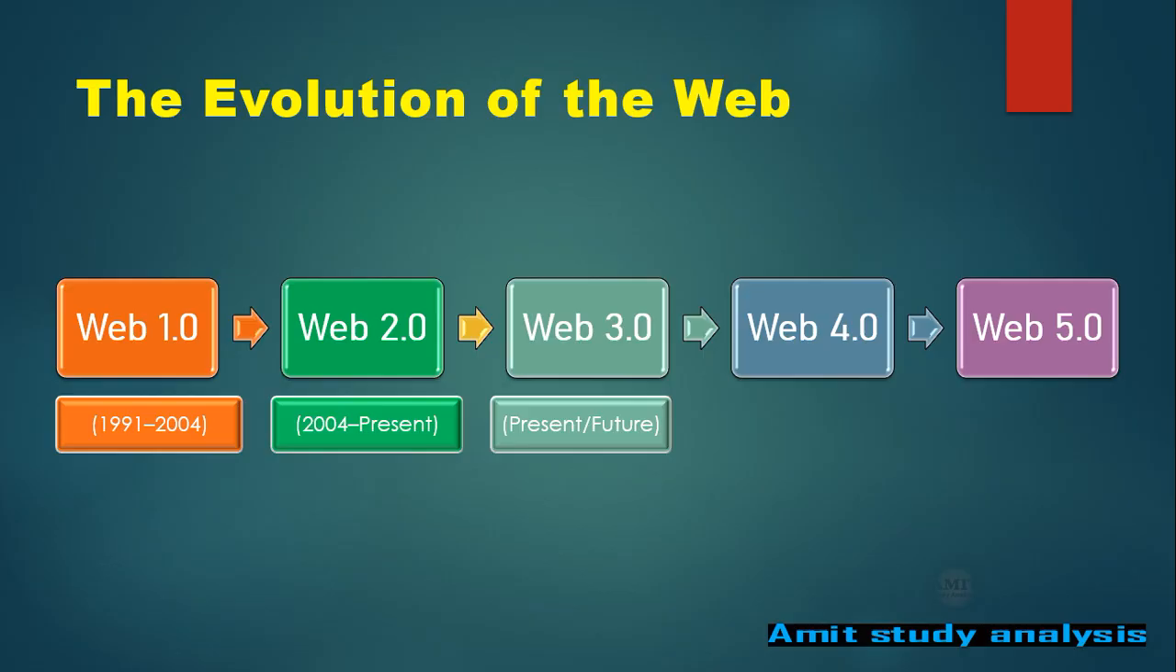Web 3.0 refers to present and future, which will refer to different types of things like robotics and AI, a lot of things that we will cover in the next coming video. And then come web 4.0 and web 5.0.